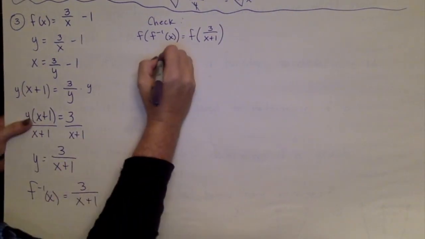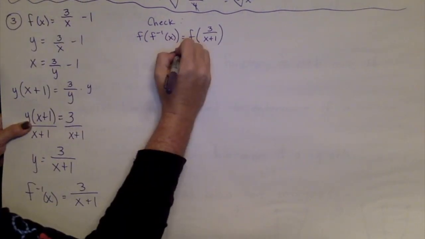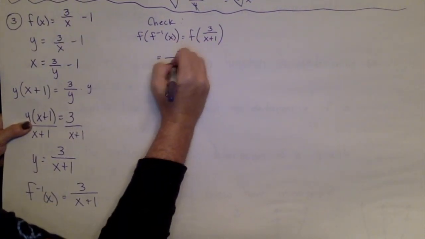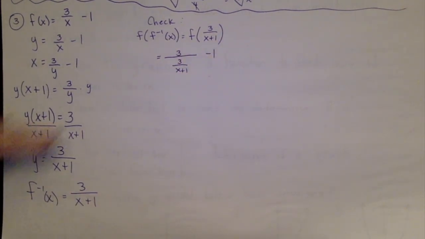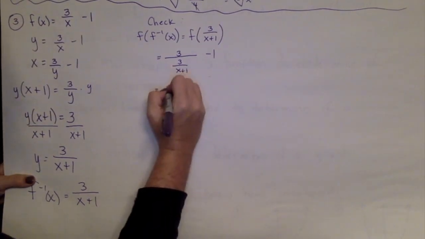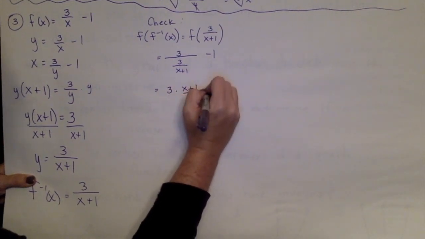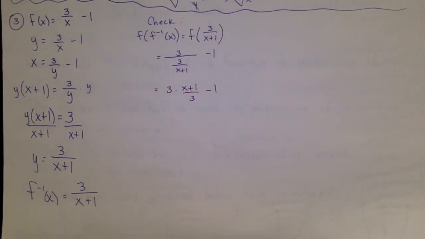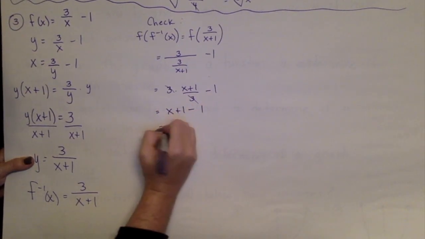This becomes kind of interesting because now what I have when I go back to the original function is 3 over x plus 1 minus 1. But remember, to divide by a fraction, we would flip, or multiply by the reciprocal. So this is really 3 times x plus 1 over 3 minus 1. And again, we're back to something very similar to what we've seen before. The 3's reduce, x plus 1 minus 1, which is just x.